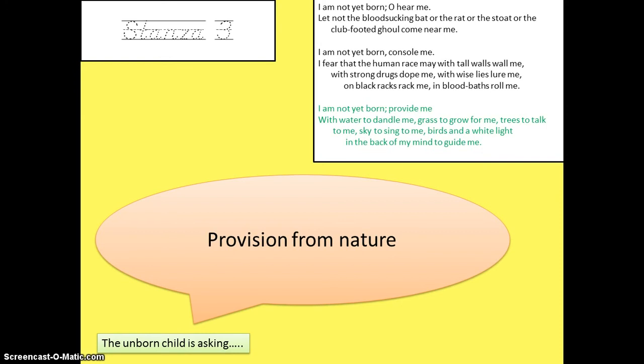In stanza 3, the child is asking for provision from nature. Take a look at stanza 3. So, for example, he wants water and grass and trees. Go ahead and circle those. Circle he'd like protection from the sky, the birds. And then finally he says, a white light in the back of my mind to guide me.